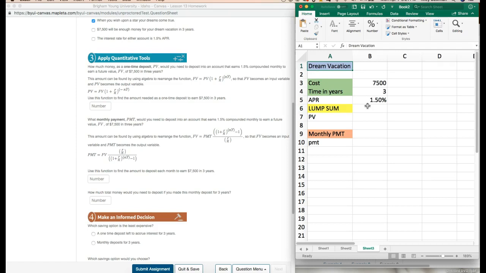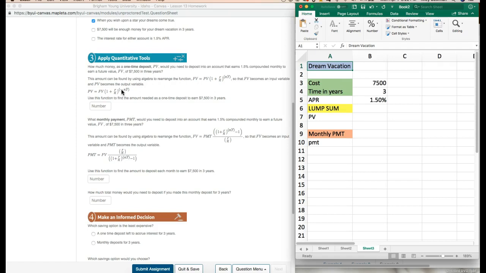So let's see. This amount can be found by using algebra to rearrange the function FV, the future value function, equals PV times the quantity 1 plus R over N raised to the NY, so that the future value becomes the input variable and the present value becomes the output variable. So all we've done is we have solved for PV here by dividing both sides by this, which puts it in the denominator, and when something goes in the denominator, it can be brought back up to the numerator with a negative exponent, which is where this came from.